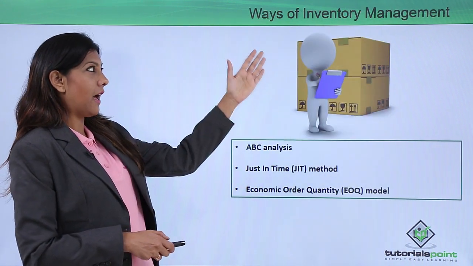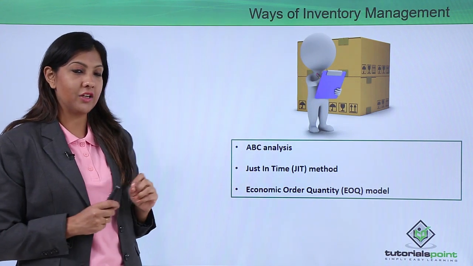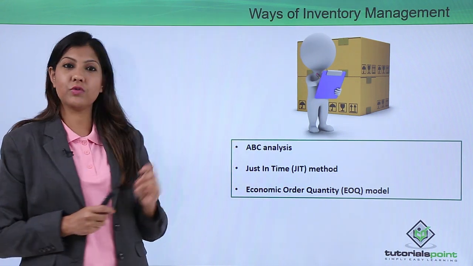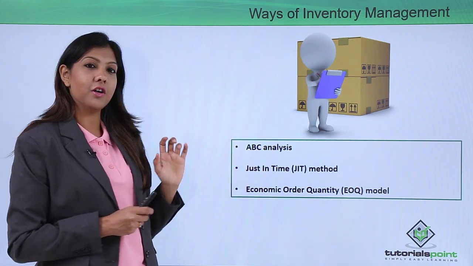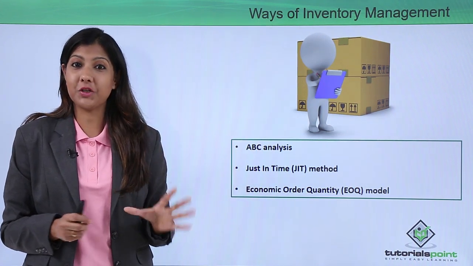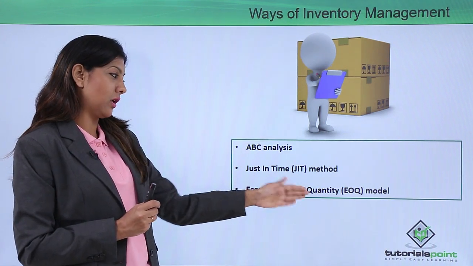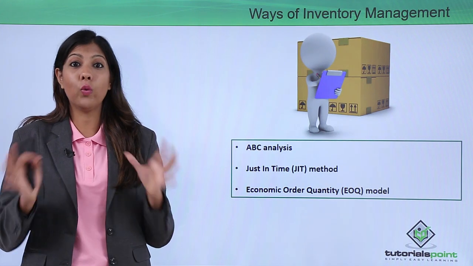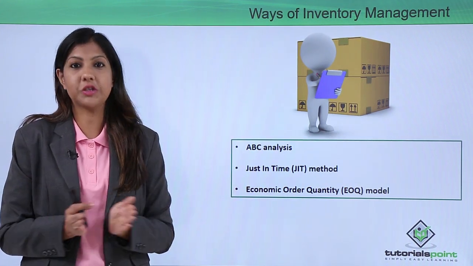So, ways to have a proper inventory management. There are 3 ways in which you can manage your inventory. One is the ABC analysis, which is always be closing. The second is the just-in-time method, wherein you order for a particular inventory just in time. And the economic order quantity model, which is basically to understand how well you really manage it in terms of your economy, whatever orders that you have received.